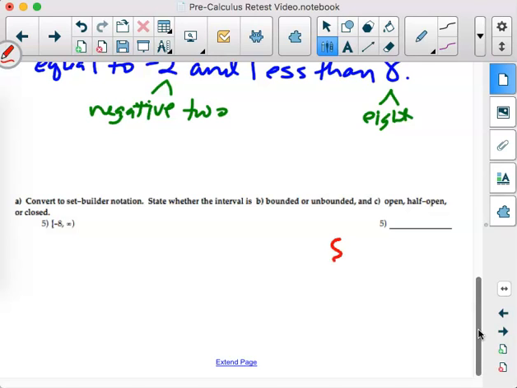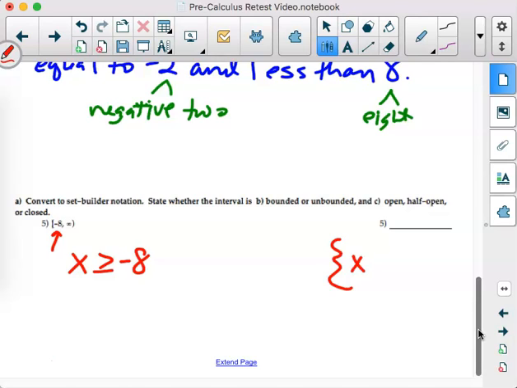A says convert to set builder notation. So again, I realize I have to have my brackets. I have to try them. They don't have to be perfect. And then I want to think about what this is saying. This is saying that I'm going to include the -8, and then I'm going to the right forever. And I have to pick a variable, so I'm going to pick X. And I want to include -8, and I want to go to the right forever. Well, to the right forever is going to be positive infinity, so X is greater than or equal to -8.